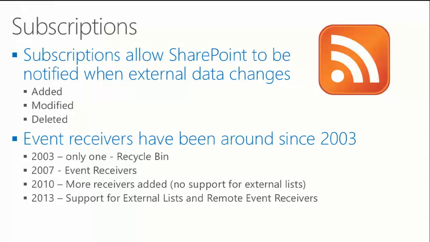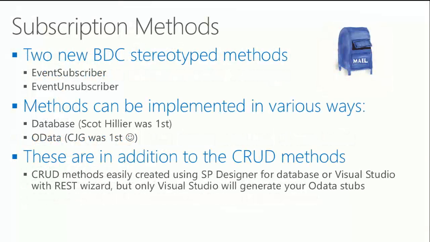There's nothing you can do, no code you can wrap around it. So here we are in 2013. Now we can actually have these events execute and fire based on remote event receivers for external lists. Now what does that mean? Well, it means that the BDC model was extended so that it had two more types of methods in it now. There's a subscribe method and an unsubscribe method.